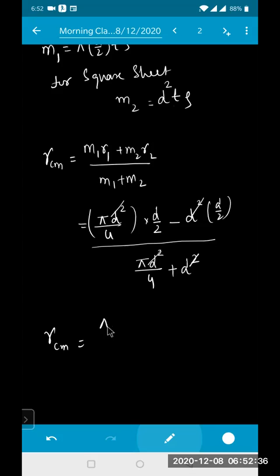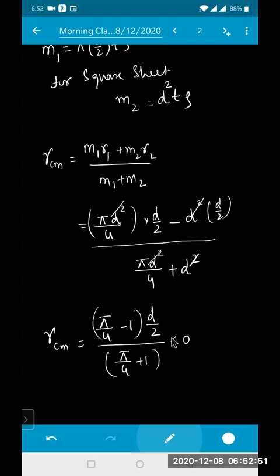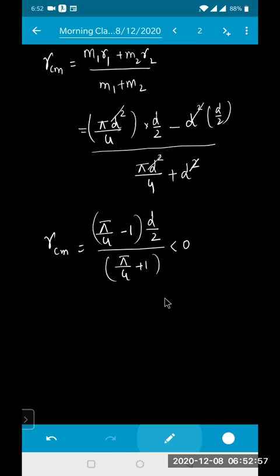So RCM will become pi by 4 minus 1, into D by 2, divided by pi by 4 plus 1. This value is less than 0, beta, because RCM came out negative. So RCM will be less than 0, that is, less than the origin. That means the center of mass will lie in the square. Center of mass lies in the square.